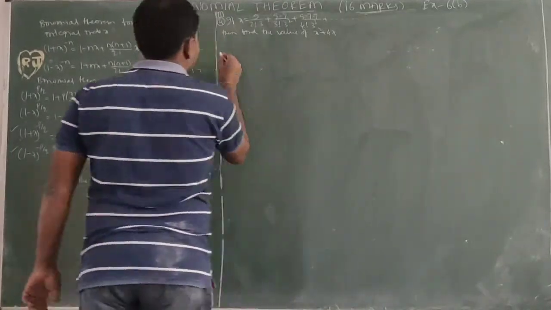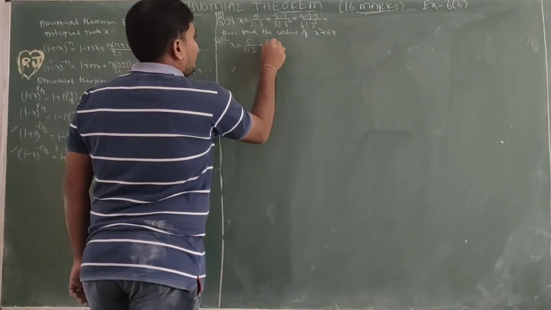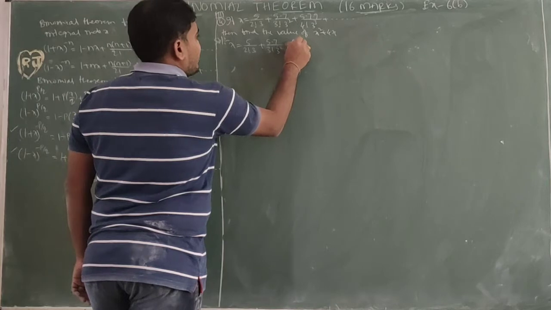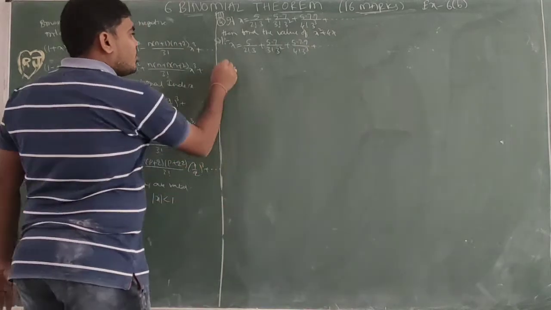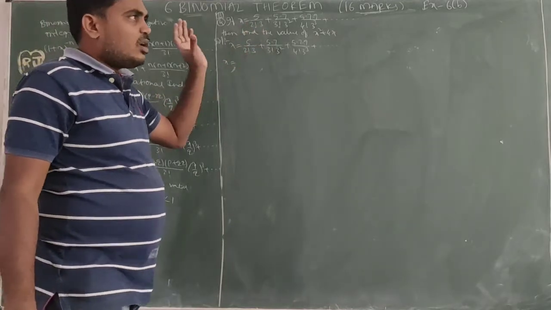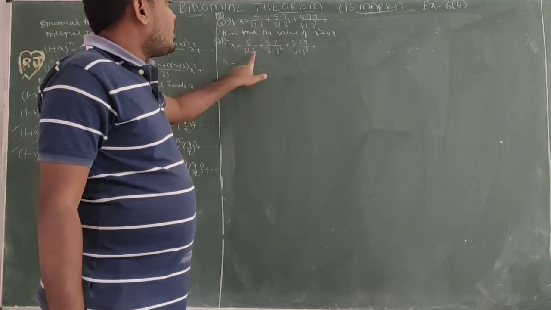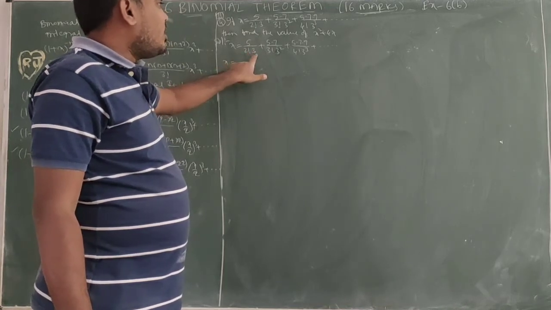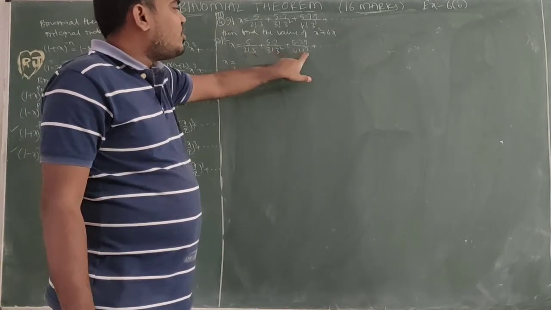Now solution: x equals 5 by 2 factorial into 3, 5 into 7 by 3 factorial into 3 square, plus 5, 7, 9 by 4 factorial into 3 cube, plus up to so on. So next, if we observe, this is 2 factorial, we need 3 factorial whole cube, 4 factorial whole power 4. But we need one less. So here 2 factorial 3 power 1, here 3 factorial 3 power 2. It should be 3 square, 3 cube, 3 power 4.